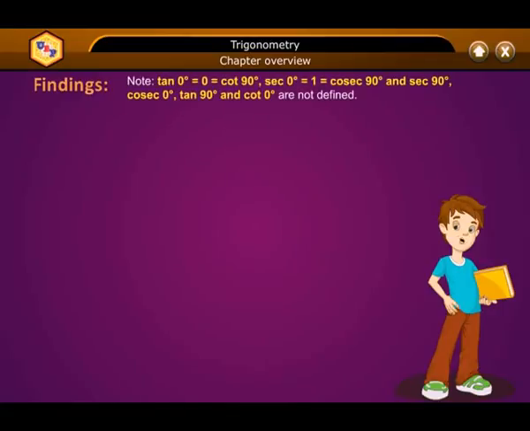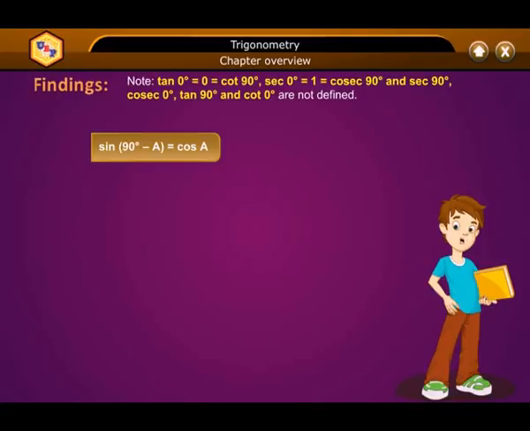Findings. Note, tan 0 degrees is equal to 0, which is equal to cot 90 degrees. Sec 0 degrees is equal to 1, which is equal to cosecant 90 degrees. And secant 90 degrees, cosec 0 degrees, tan 90 degrees, and cot 0 degrees are not defined.